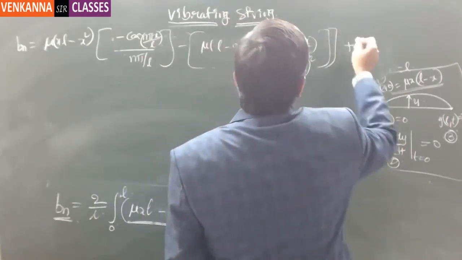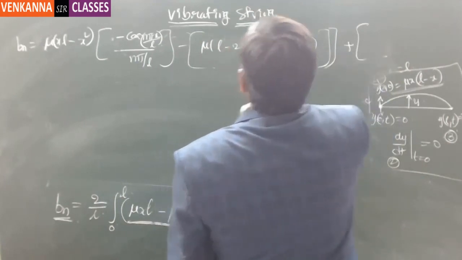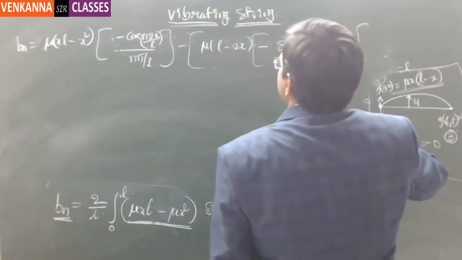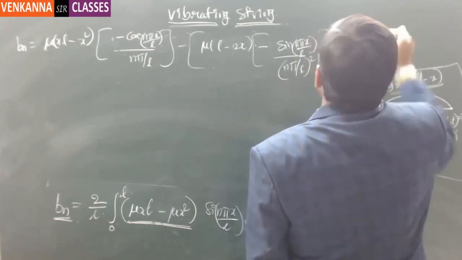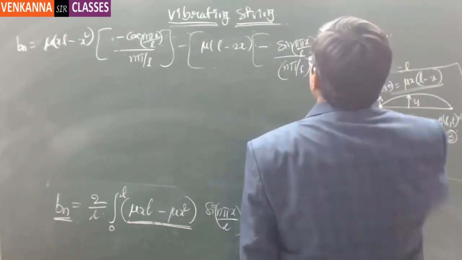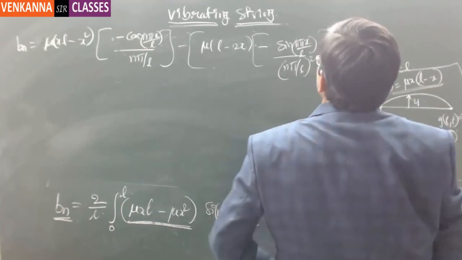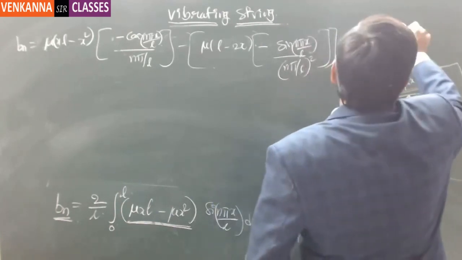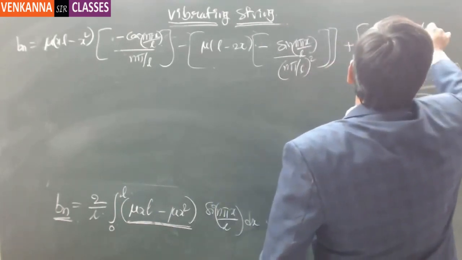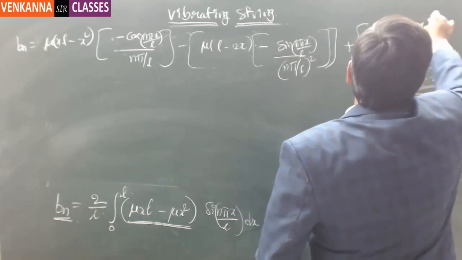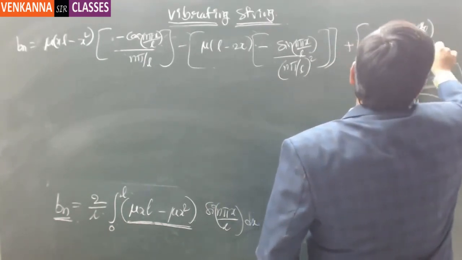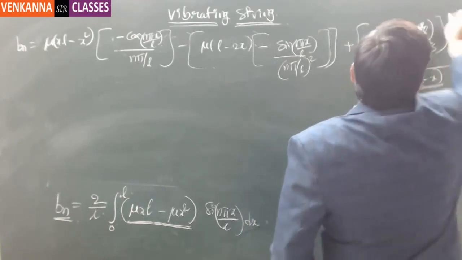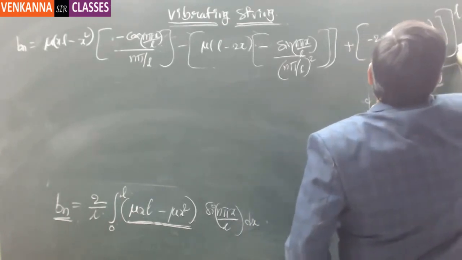And then plus, the derivative of this is minus 2 mu, and the integral of this, the integral of sin is minus cos, so that is cos(n pi x by L) divided by (n pi by L) whole cube. The upper limit is L and the lower limit is 0.